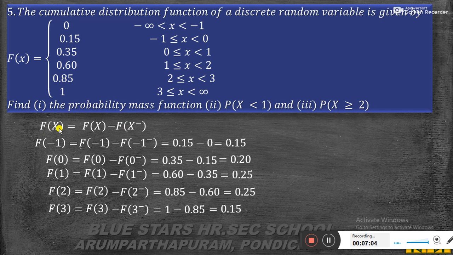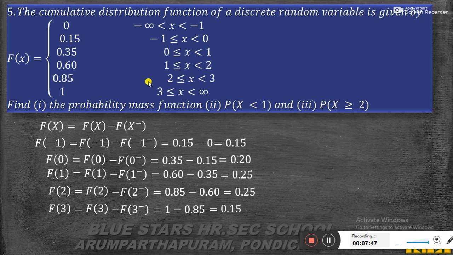So here, probability mass function means I take f of x equal to f of x minus f of x minus, that means the left limit. So I write f of minus 1. F of minus 1 means f of minus 1 minus f of minus 1 left. Left means it represents 0. So f of minus 1 is 0.15, minus 0, the previous value. Therefore 0.15 minus 0 equal to 0.15. Next, f of 0. Here in the second interval the x values are x equal to minus 1, next x equal to 0. So f of 0 means f of 0 minus f of 0 minus, the left value.